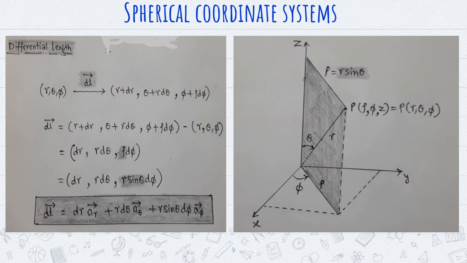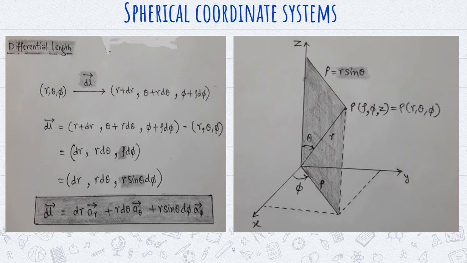Therefore rho is equal to r sine theta. Now this rho becomes r sine theta. Clearly this diagram shows that rho can be replaced by r sine theta. So that is the concept. Therefore the three sides of a spherical coordinate system are now dr, r d theta, r sine theta d phi. That's it.